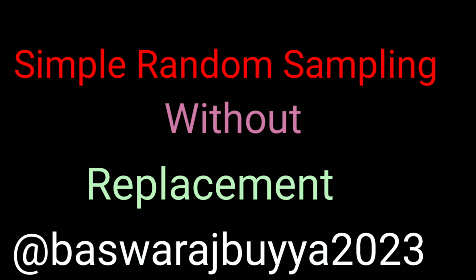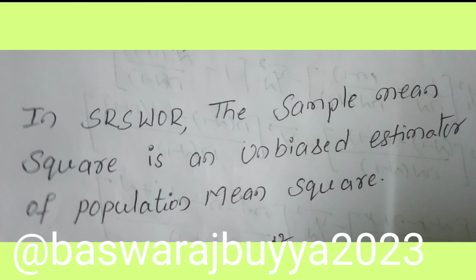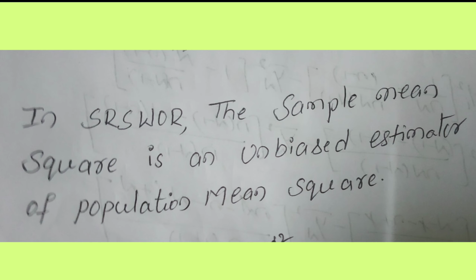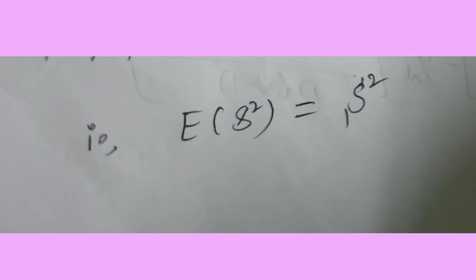Today's topic is simple random sampling without replacement. The sample mean square is an unbiased estimator of the population mean square. That is, the expectation of small s square equals capital S square. That means the expectation of the statistic equals the population parameter.